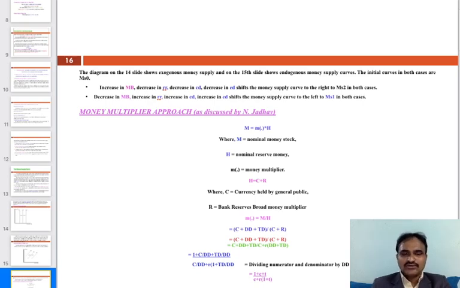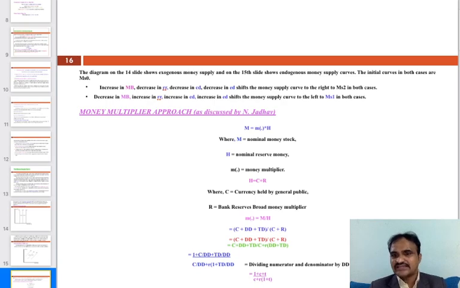Now we come to the money multiplier approach. Another theory you can use to determine the factors is the money multiplier approach according to Narendra Jadhav. He explains how the money process happens in the economy: M = m × H, where M is the nominal money stock, H is the nominal reserve money, and small m is the money multiplier. High powered money is equal to C plus R, already well known.